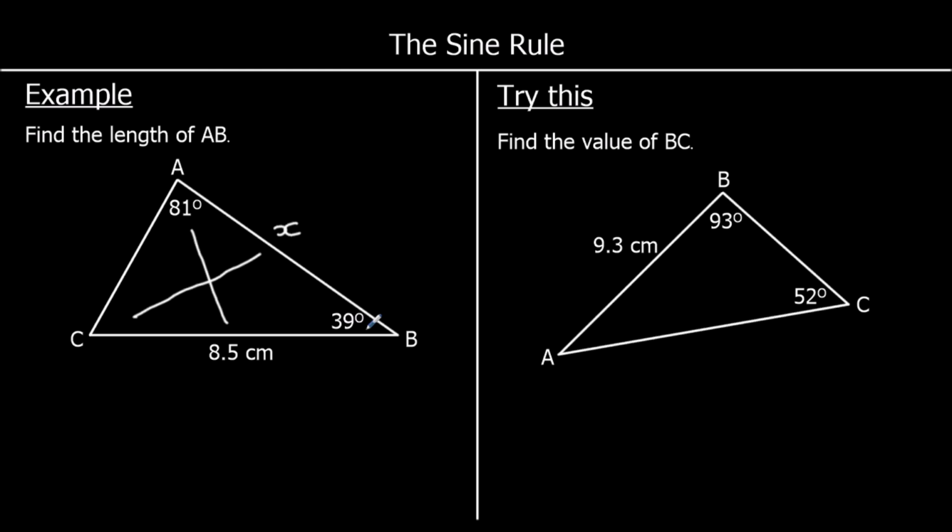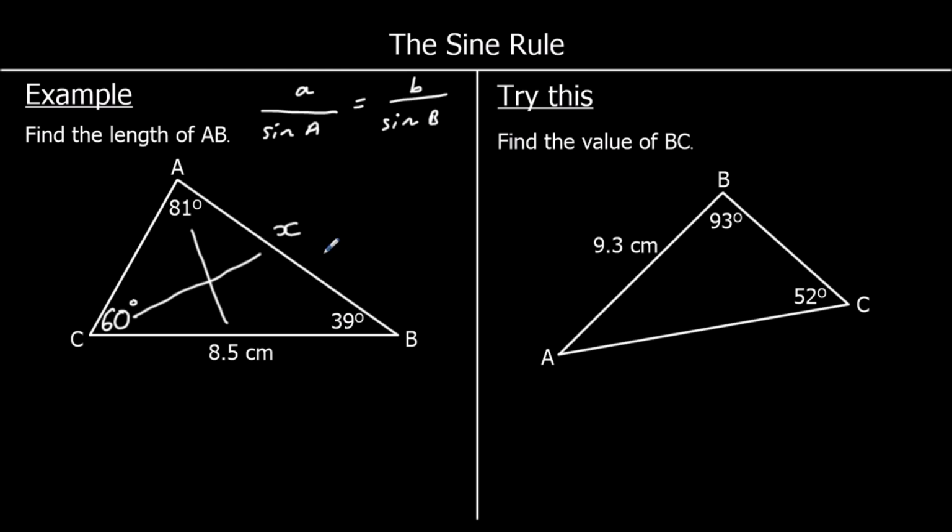81 and 39, that makes 120. And 180 minus 120 is 60. So you can use a calculator. So we can work out that 60 degrees. And we can use the sine rule because we do have opposites. So we're working out a length again. So we're going to put the lengths on top. A over sine A equals B over sine B.